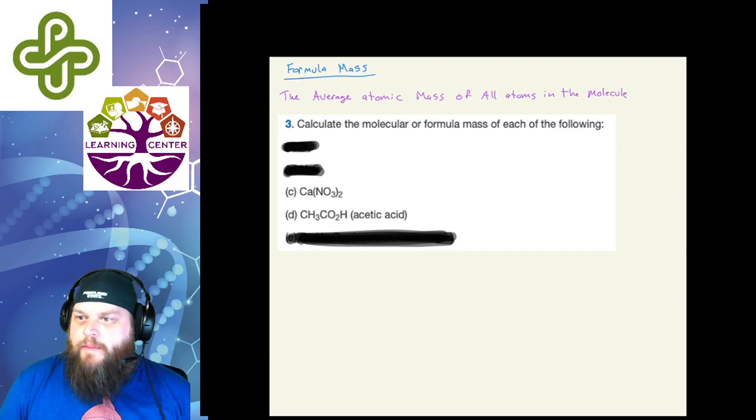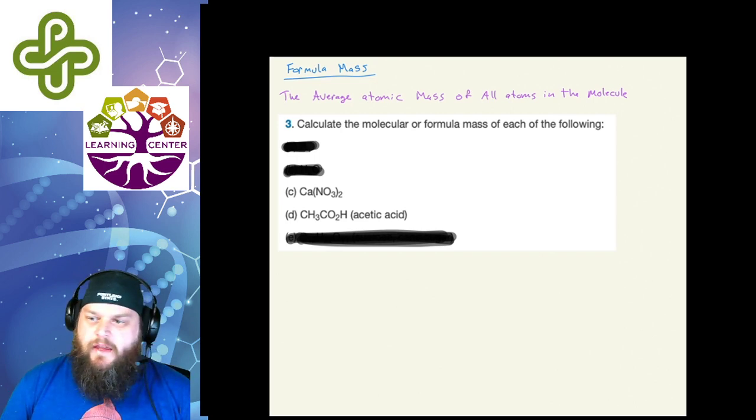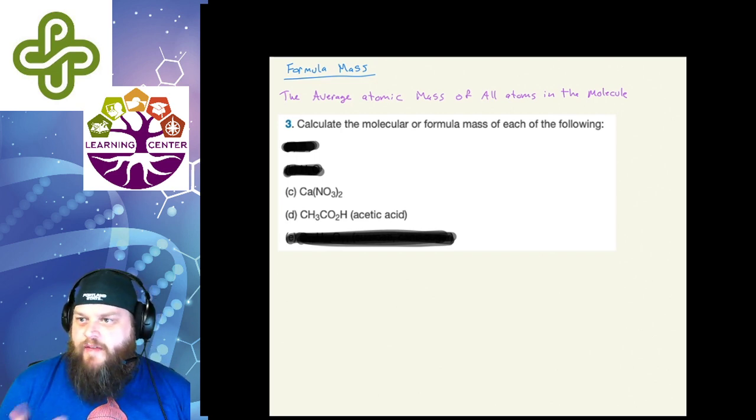And when I say that, basically what we're going to do is we're going to find out the average mass of each of the atoms, multiply them by the number of atoms we have in that molecule, and then add all of those together.